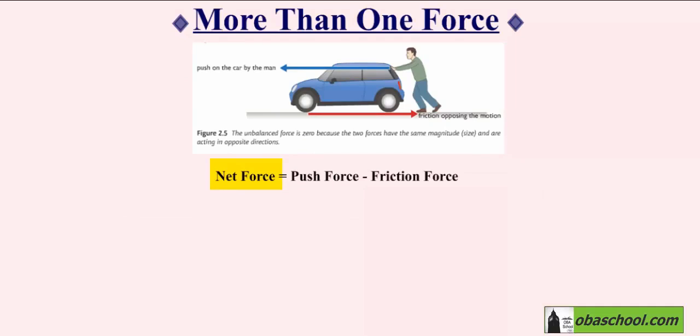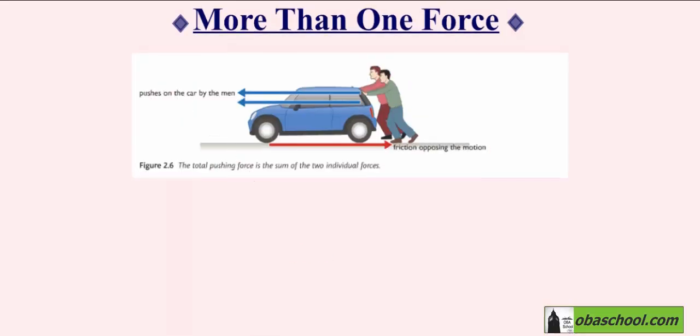If you want to get the net force, it will be equal to the push force minus the friction force. We put the minus because the friction is opposite to the push force, and here we assume that the positive direction is in the direction of the push force. So here we'll get no motion.